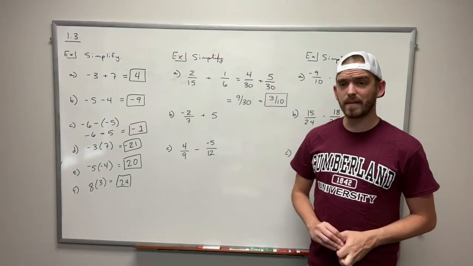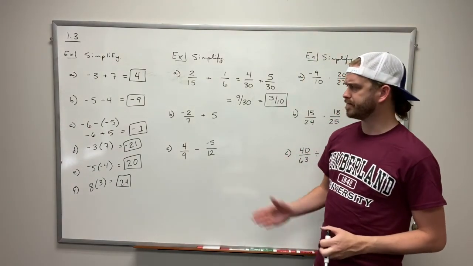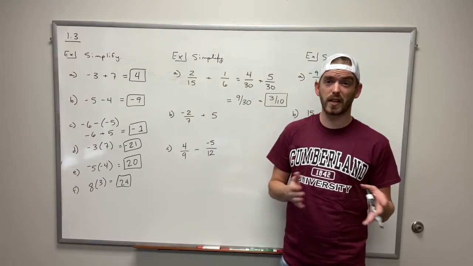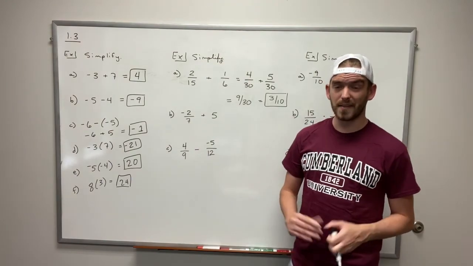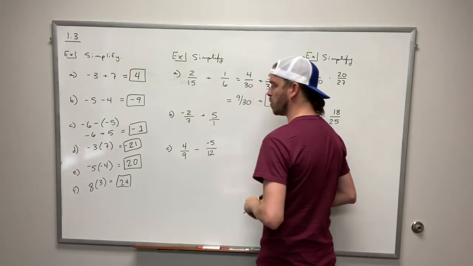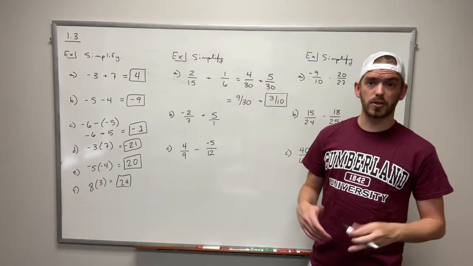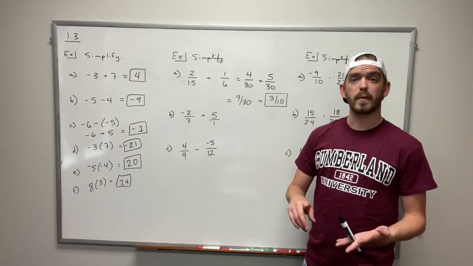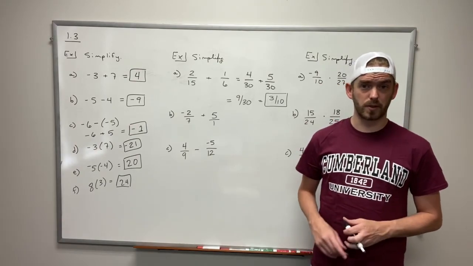In example B, we have -2/7 plus 5. So in this case, we're adding a fraction to a whole number, but we need to turn that whole number into a fraction. And that's really easy. We just put the whole number over 1. And now we're just going to solve it like we did the one before. We find a common denominator, then we combine our numerators, and then we see if we can reduce.